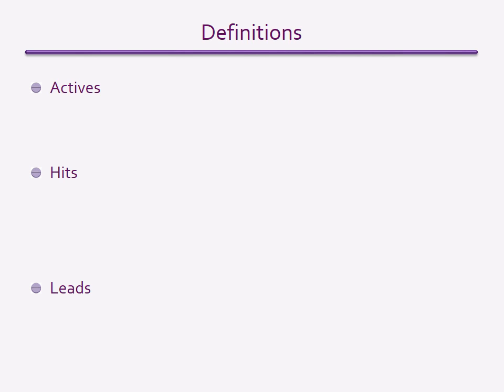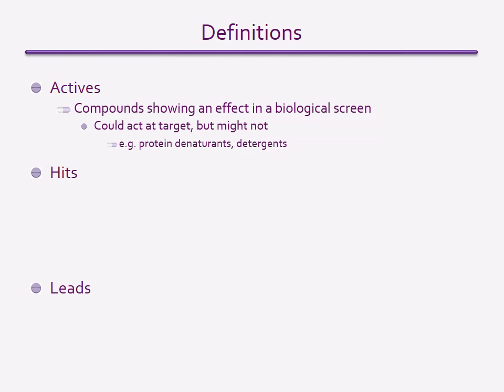So now I'll give you the definitions for actives, hits, and leads. A biological screen employs an assay designed to detect an interaction between a compound and the drug target. It could be, for example, a binding assay. At this early stage, very large numbers of compounds will be screened, so the assay needs to be able to assess compounds rapidly. A positive result at this stage does not mean that the compound interacts with the target in the desired way. For example, the compound might bind to the target, but it causes denaturation of the target rather than acting by a pharmacological mechanism.